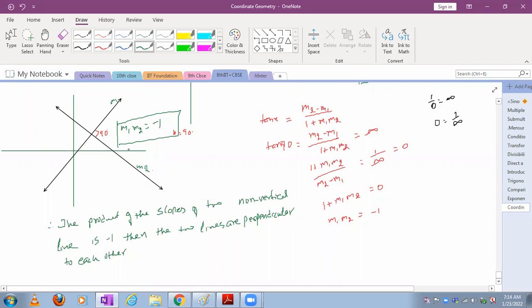Now every line has a slope, right? It is the angle made with the positive x-axis. The angle of inclination will be there, and tan of the angle of inclination will be the slope. So if the product of their slopes is -1, then the two lines are perpendicular to each other. Got it? Yes, sir.